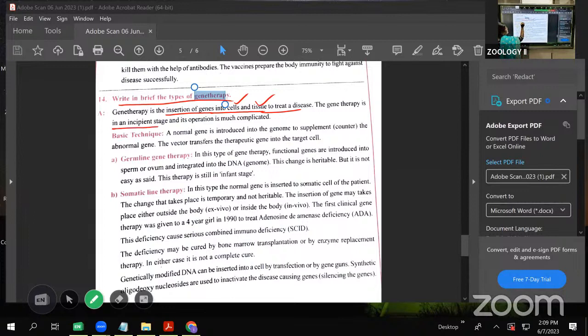Gene therapy is an anticipated stage, and the operation is much more complicated. Here it is useful, but it is more complicated. Next is the basic technique.